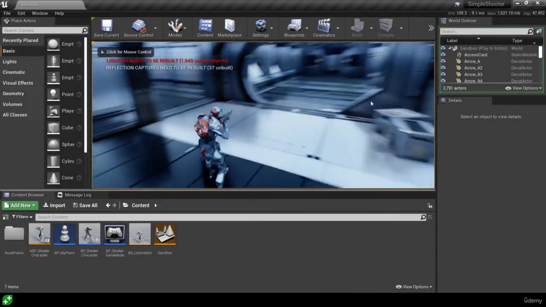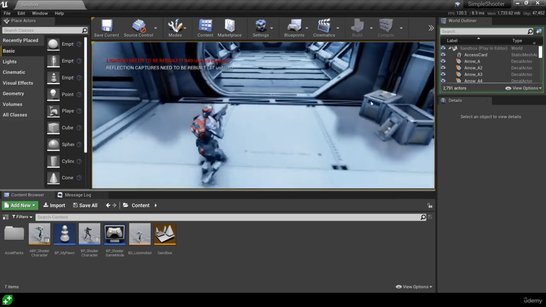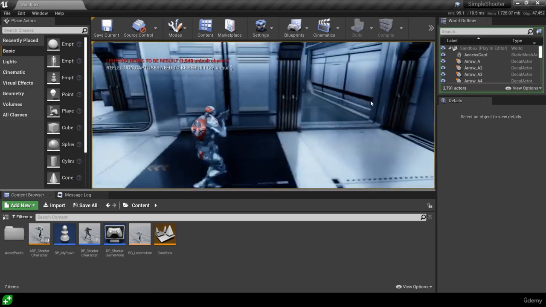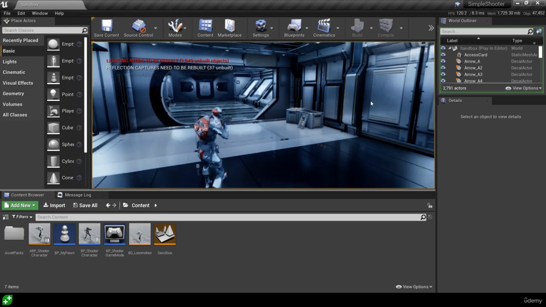Hello and welcome. In this lecture, we are going to be sorting out the angle of our blend space, hooking that up to our gameplay, and in the process, we're going to have to learn a lot of maths, a lot of transforms and vectors. So let's dive in and figure out how that works.